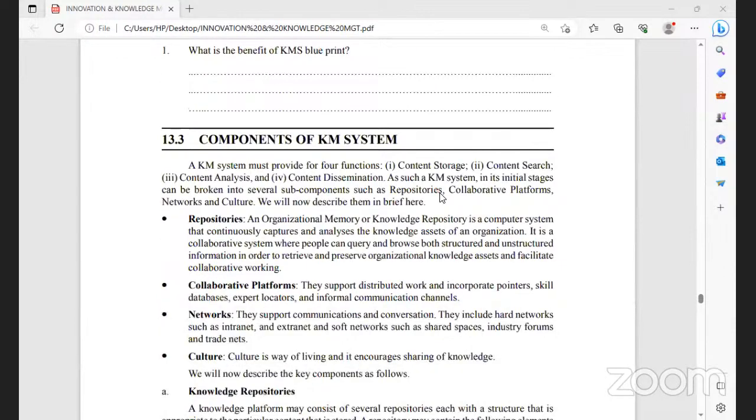And the next topic is components of knowledge management system. A knowledge management system must provide 4 sections consisting of some measurable functions. Those are content storage, content search, content analysis, and content dissemination. As such, a knowledge management system in its initial stages can be broken into several sub-components such as repositories, collaborative platforms, networks, and culture.